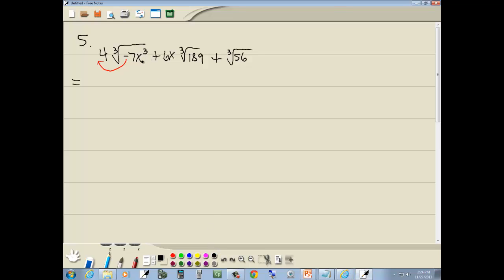Now let's also look at the x's here. So take our power, which is 3, divide by our index, which is 3. So power, divide by the index. And this is old style division. 3 divided by 3 is 1 with the remainder of 0. So this tells us how many x's are coming out, and this is how many stay in. So we have the negative out in front, 4 and the x, and then we got the cube root of 7.